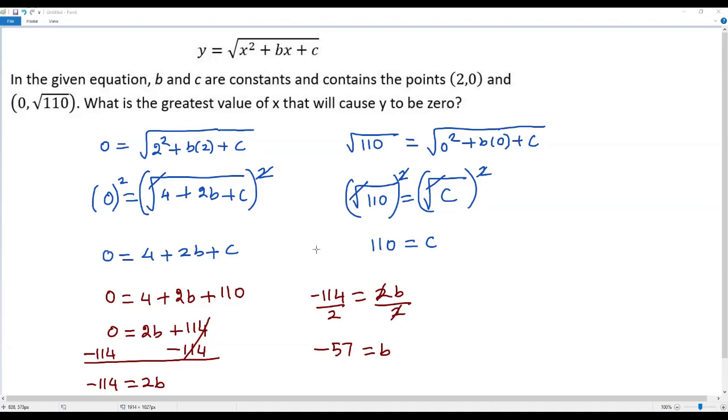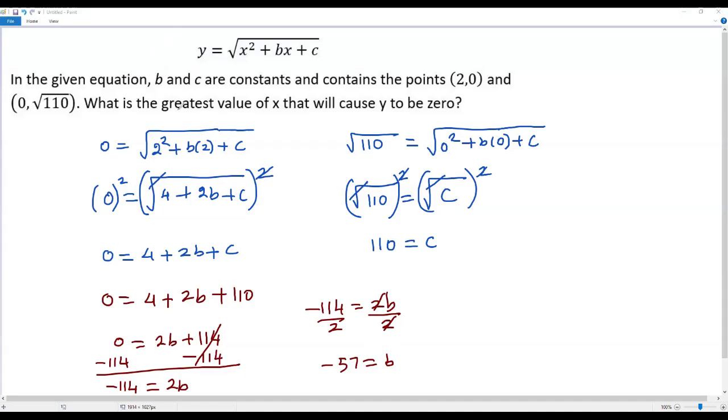Now I got the values of b and c. b equals negative 57 and c equals 1 and 10. Now let me plug these values, the value of b and the value of c, into the given equation so that the equation will be complete. So we have y is equal to the square root of x square negative 57x positive 1 and 10. I just plugged in negative 57 for b and c is 1 and 10.